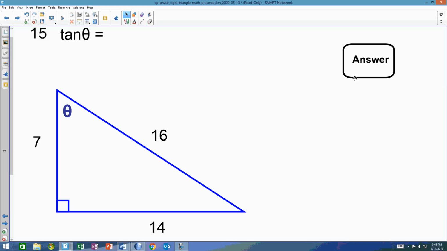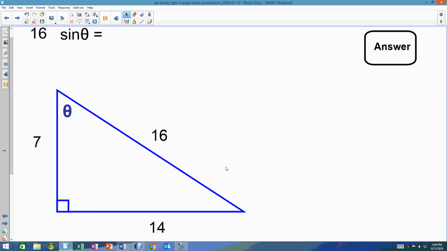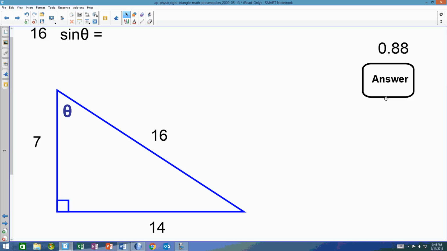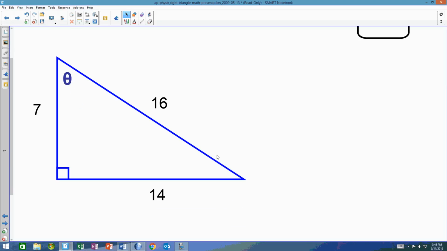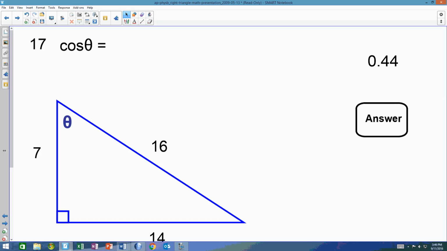Okay, so let's take a look at the answer. Hopefully you chose 2. It's 14 divided by 7. Okay, what's the sine theta of this triangle? It's 0.88. Okay, let's do the cosine of the angle theta. Hopefully you ended up with 0.44.